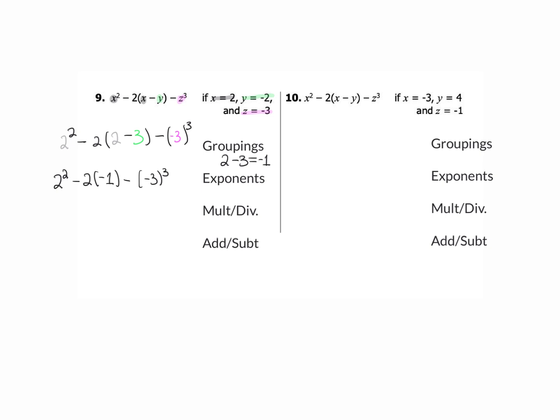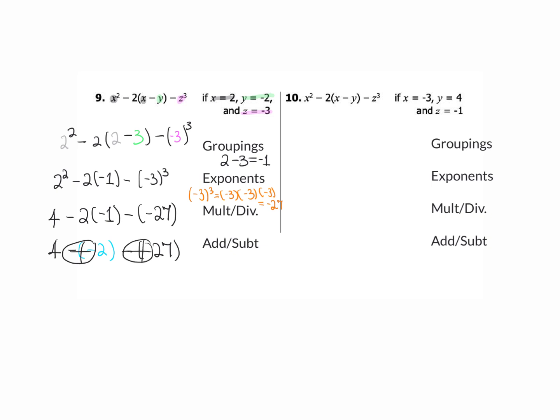Now we need to evaluate the exponents. -3 cubed is -3 times -3 times -3. So that's 9 times another -3, which is -27. And then 2 squared is 4. So now we have multiplication. 2 times -1 is -2. And now we have these double negatives that we just take care of. And we have 4 plus 2 plus 27, which is 6 plus 27, which is 33.